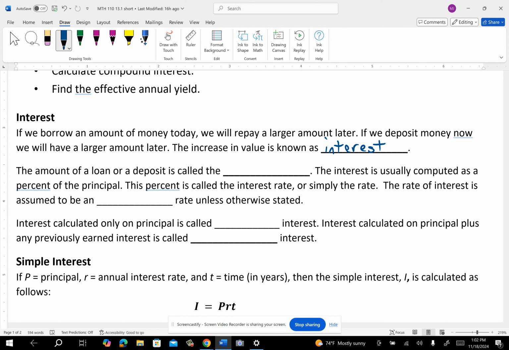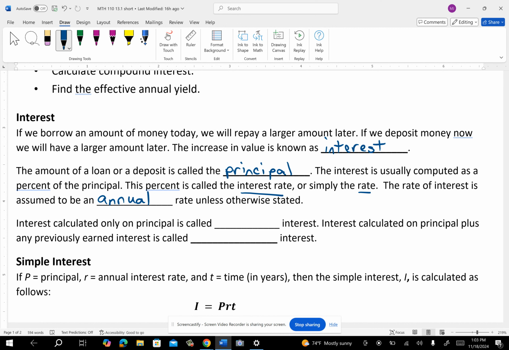The amount that you borrow or the amount that you deposit is called the principal. The interest is calculated as a percent of the principal, and that is called the interest rate, or just the rate. And we assume that it's going to be an annual rate unless they tell us otherwise. So a certain percentage per year unless they tell us otherwise.